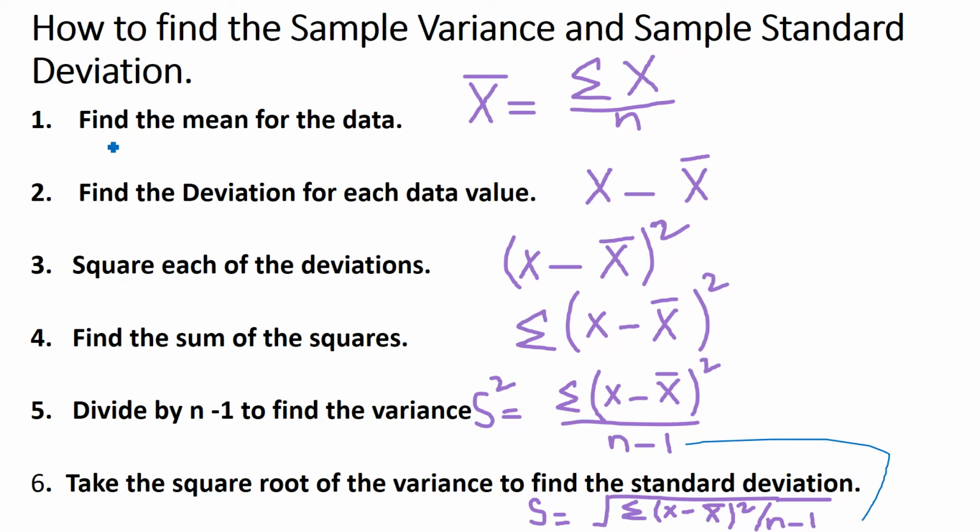First of all, you have to find the mean of the data. In the case of a sample, you use x bar; in a population, you use mu. For a sample, x bar is the summation of x divided by n. In this way you calculate the mean. The second step is to find the deviation for each data value. What does deviation mean? Deviation is how far each data value is from the mean. Suppose we have 10, 20, 30. You calculate 10 minus the mean, 20 minus the mean, and so on.